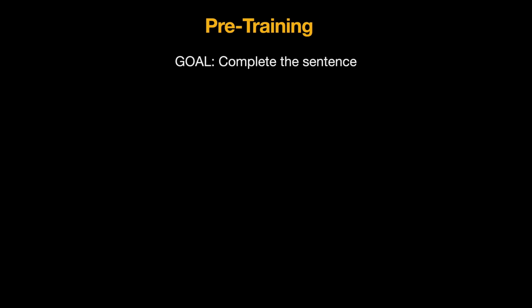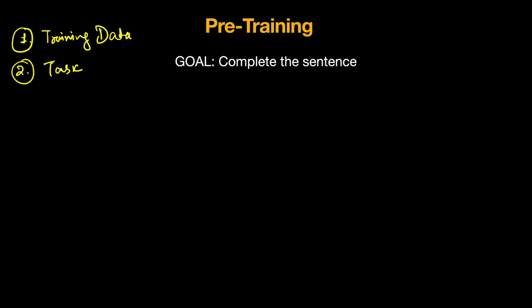The goal of this phase is to complete the sentence. And in this process, we want the model to develop a general understanding of grammar rules, natural language, and also the understanding of the world on which it is trained. So for this task, we will need two things. One is we will need training data. And second is we will need to choose a task on which we train the model.